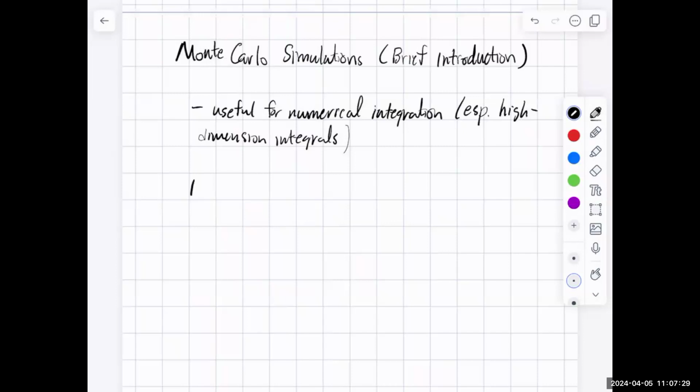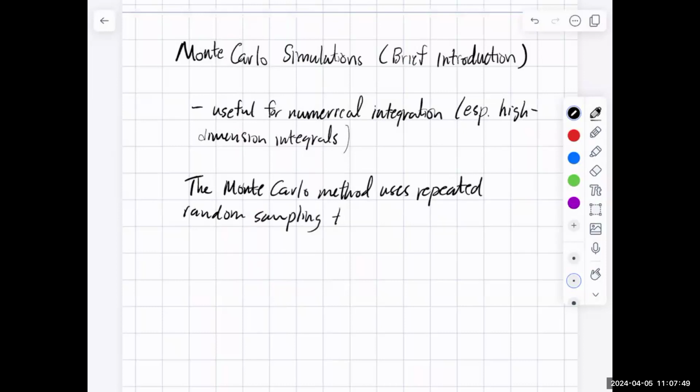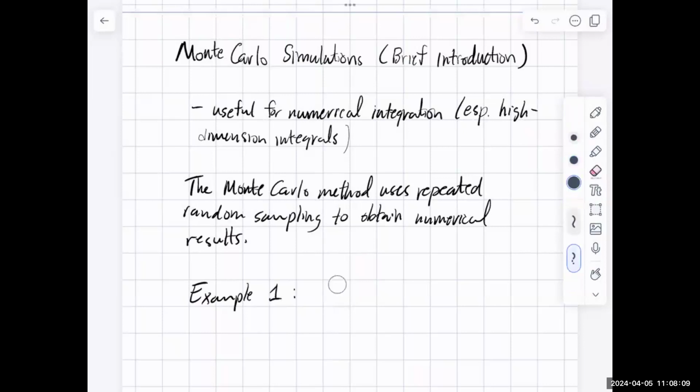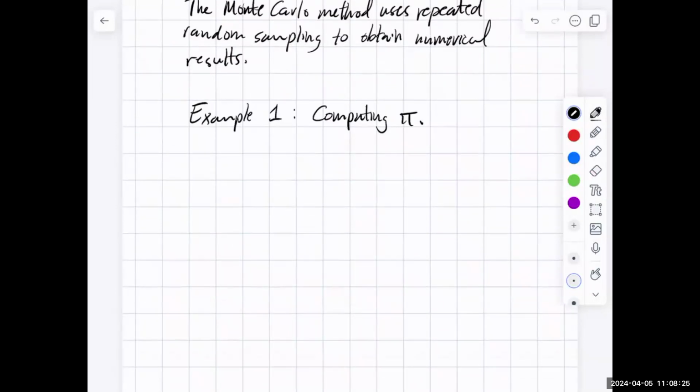Okay, so the Monte Carlo method uses repeated random sampling to obtain numerical results. And we'll give an example basically right now. Example 1. This is the classic example. We're going to try to use a Monte Carlo simulation to compute the value of pi. Computing pi.